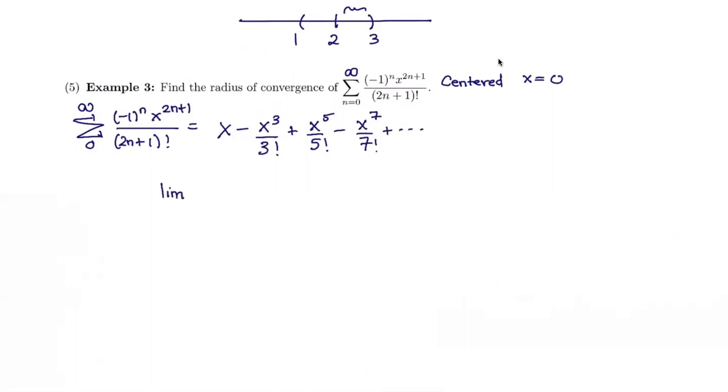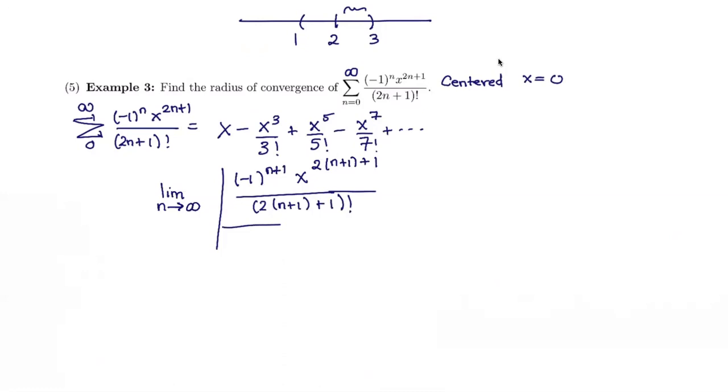We do the limit as n goes to infinity of the absolute value of -1 to the n plus 1, all times x to the, now wherever you see an n, replace it with n plus 1. So this becomes 2 times n plus 1 plus 1, all over 2 times n plus 1 plus 1, the quantity factorial, all divided by -1 to the n, x to the 2n plus 1, all over 2n plus 1 factorial.